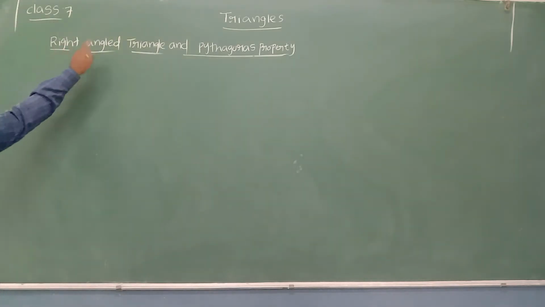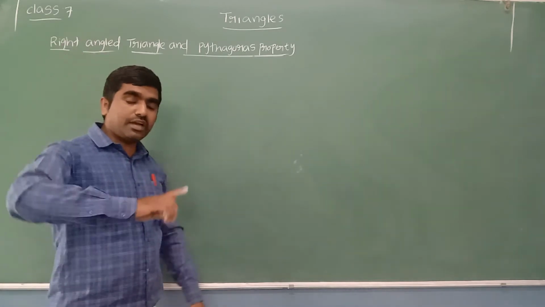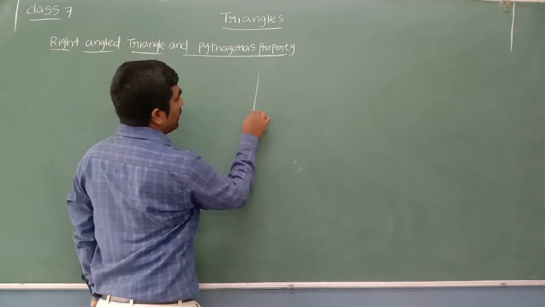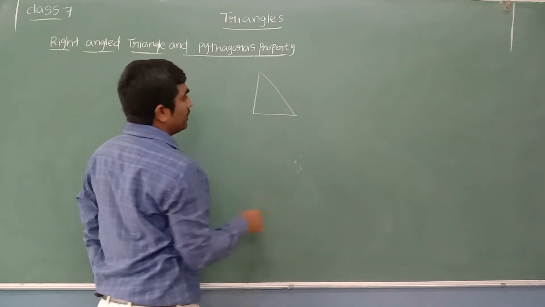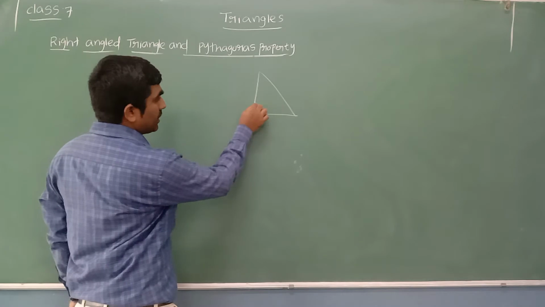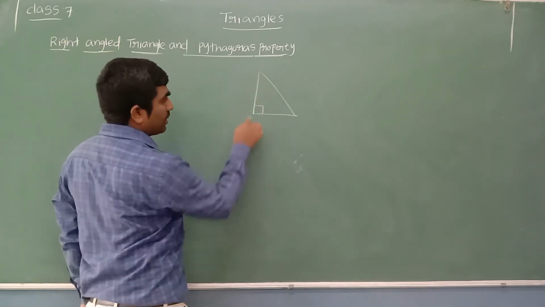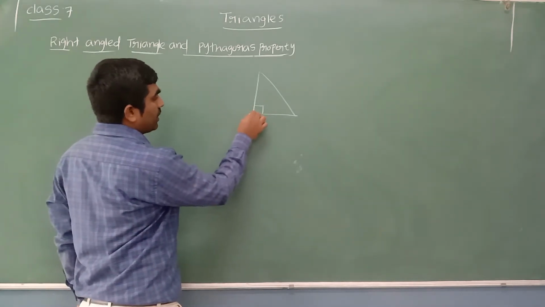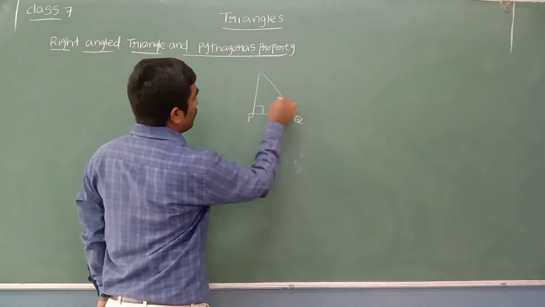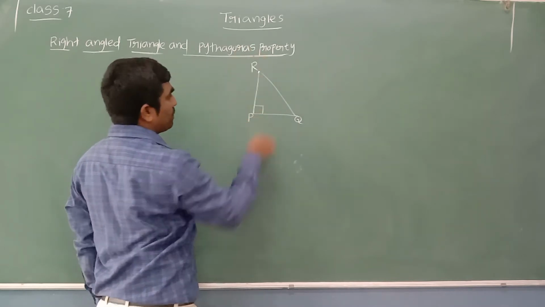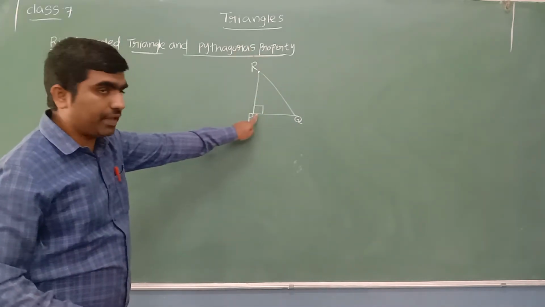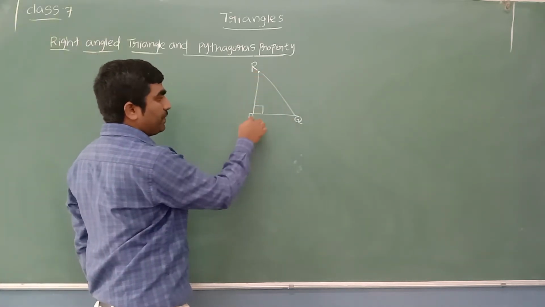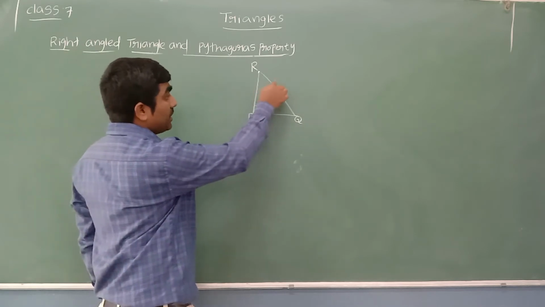As we all know, a right angle triangle is nothing but a triangle in which one of the angles is 90 degrees. Let me draw one right angle triangle. Here you can see the right angle, a horizontal line and a vertical line, exactly like an L shape. Let us give the names of the vertices: vertex P, vertex Q, and vertex R. So PQR triangle, right angle at P. Now we can see the sides PQ, QR, and RP. So we can see the three sides.